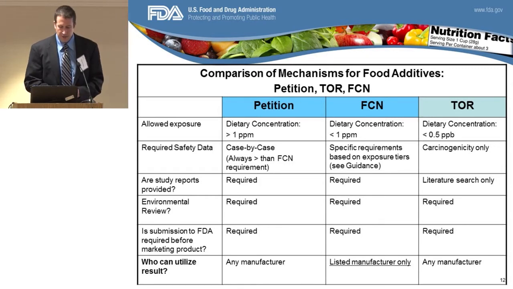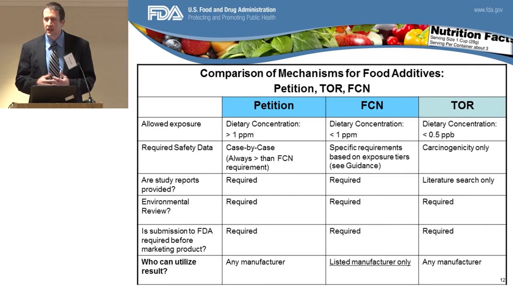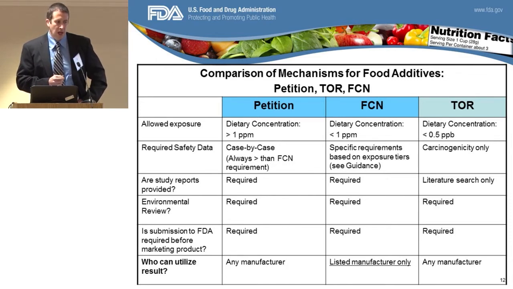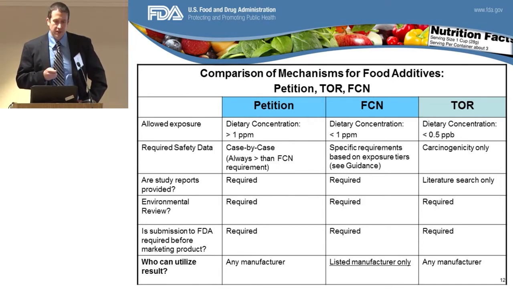But if we look at, for example, threshold of regulation, why a dietary concentration of 0.5 parts per billion? Well, in the 1990s, FDA did a comprehensive review of available toxicity information in our files and what was publicly available, as to what type of toxic effects that you saw depending upon the dietary concentration. Going back to the dose makes the poison. And this comprehensive evaluation really demonstrated that at concentrations less than 0.5 parts per billion, the only toxicological endpoint of concern is carcinogenicity.